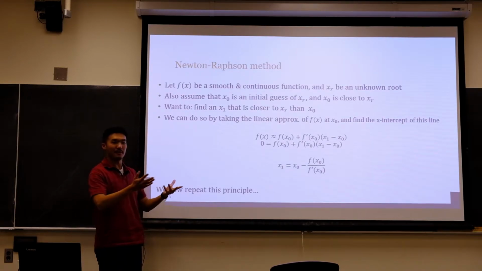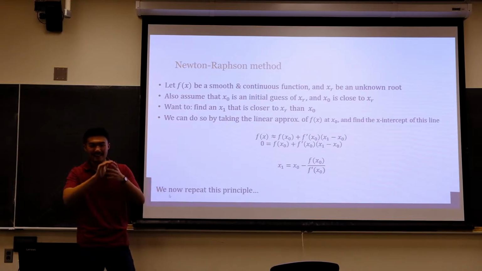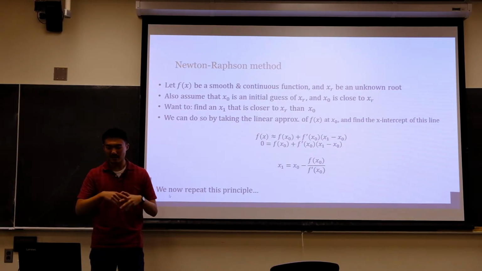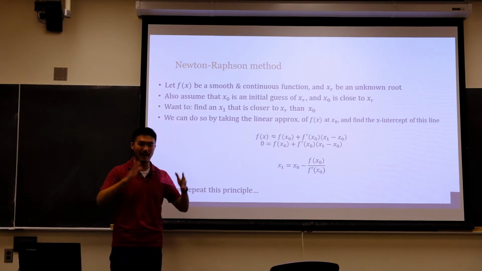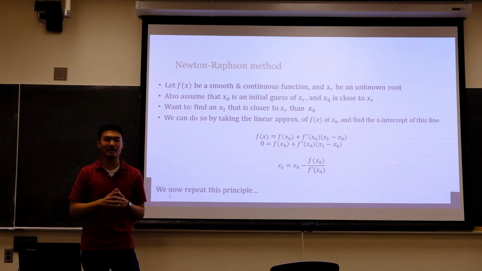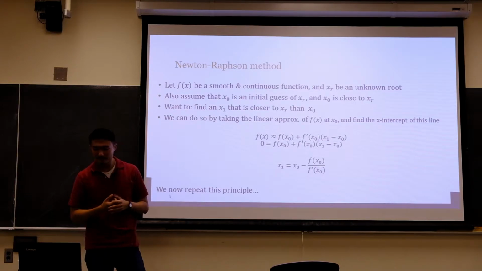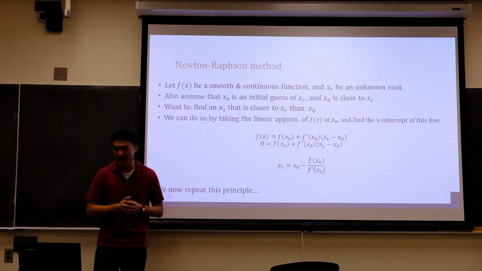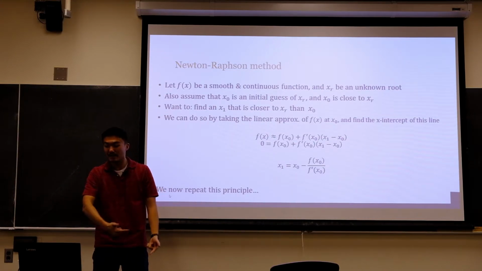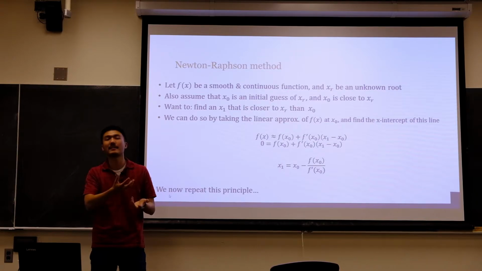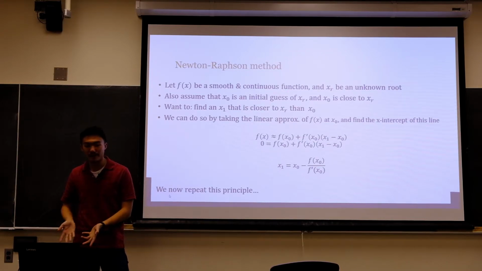Okay, so let's say that f of x is a smooth and continuous function, and x sub r is an unknown that we're trying to find. This one is a bit different than the bisection method. In the bisection method, we were looking at an initial range. In this method, we are starting with an initial guess. This initial guess, x naught, is a guess of what xr is. So we hopefully say that x naught is close enough to xr.